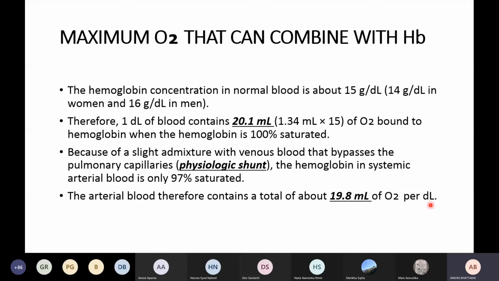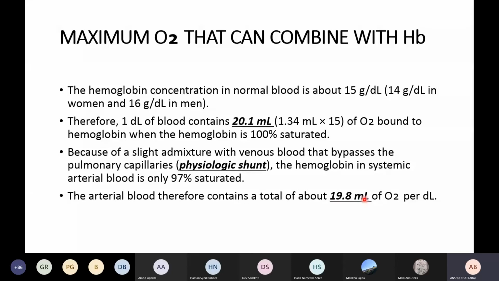So remember 1.34, then you can reduce to 20.1 because you know the concentration, right? And you also have to remember physiologic shunt or venous admixture. So due to this combination with venous blood, this ml is slightly reduced. A little bit less oxygen is carried, about 19.8 ml.